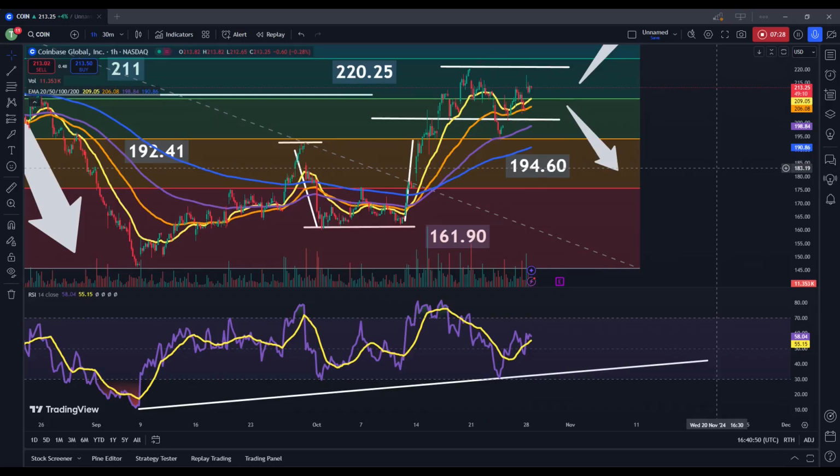So here's the current stock market update from Coinbase Global, stock ticker COIN.